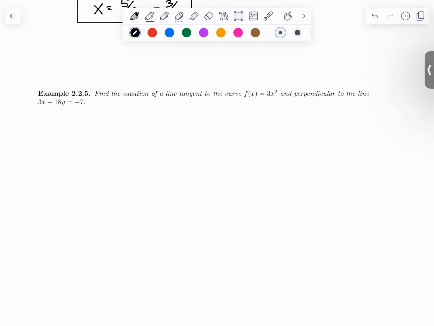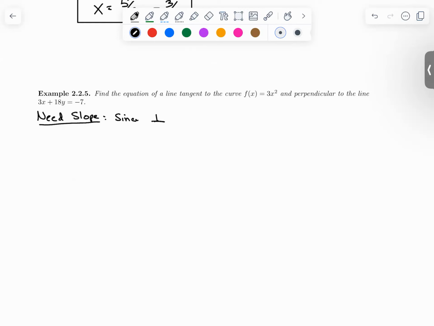Find the equation of the line tangent to the curve f of x equals 3x squared and perpendicular to the line 3x plus 18y equals -7. When we first encounter a problem that we do not know how to solve, we ask ourselves, what do we know? We're trying to find the equation of a tangent line. A tangent line needs a slope and a point, right? Let's start off with slope. So it needs slope. Since perpendicular, does everyone know that symbol? Upside down T to mean perpendicular.